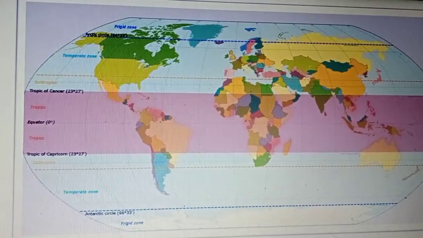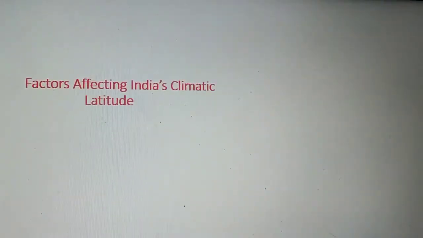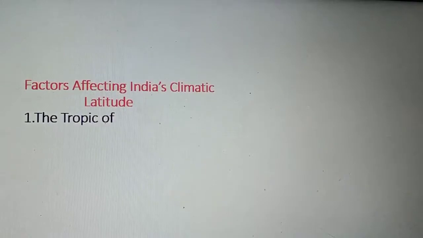So with the help of the equator, Tropic of Cancer and Tropic of Capricorn, we can find the location and situation of any place. So students, now we will discuss the factors affecting India's climate.